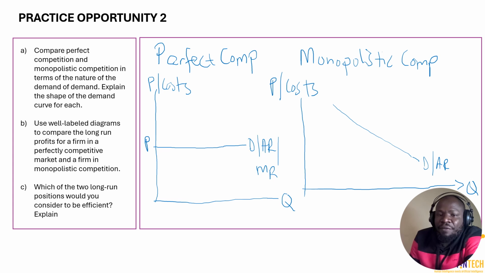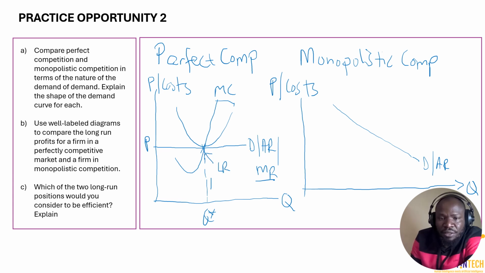So, in a perfectly competitive market, the long run position is that the firm makes no more profit. The average total cost curve minimum point is going to touch the demand curve here. The marginal cost cuts here. Marginal cost equals marginal revenue, the profit maximizing level of output here. And this point shows the long run normal profit.